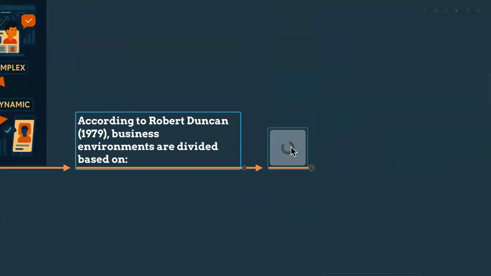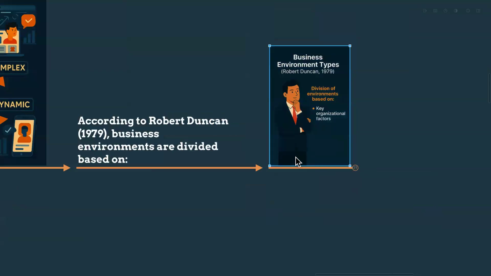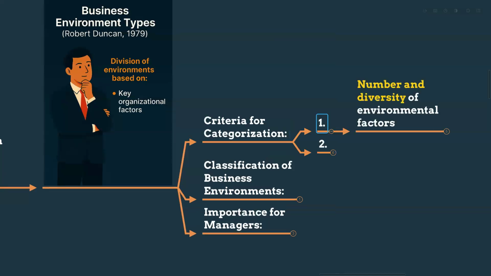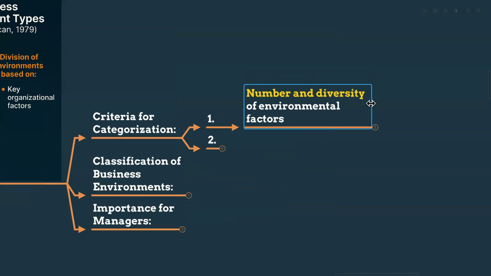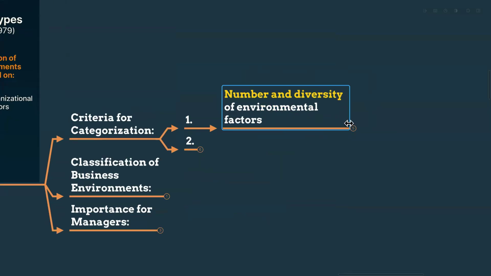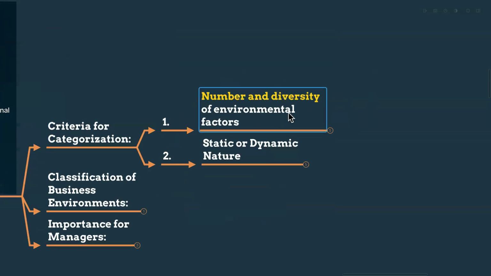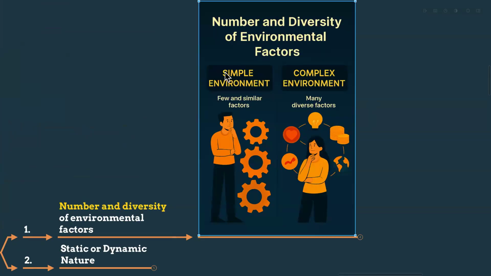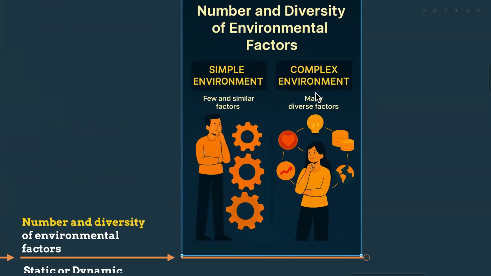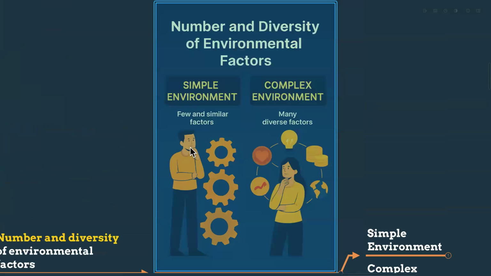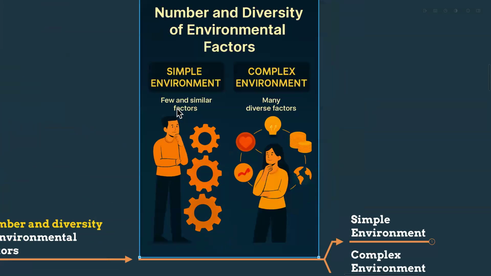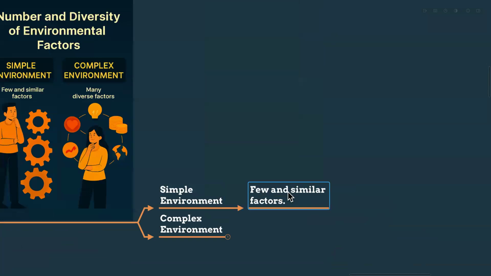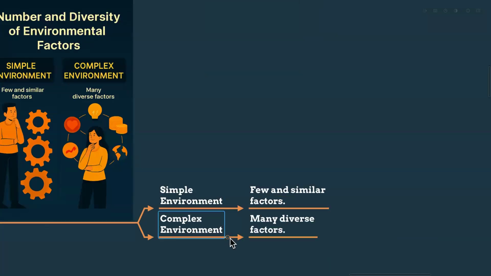According to Robert Duncan, 1979, business environments are divided based on this criteria: number and diversity of environmental factors, right? At the same time, static or dynamic nature. From the number and diversity, we are going to classify the environmental factors as a simple environment as well as a complex environment, right? So a simple environment means few and very similar factors. A complex environment means many, very diverse factors. So simple means few and similar, and complex means many diverse factors.